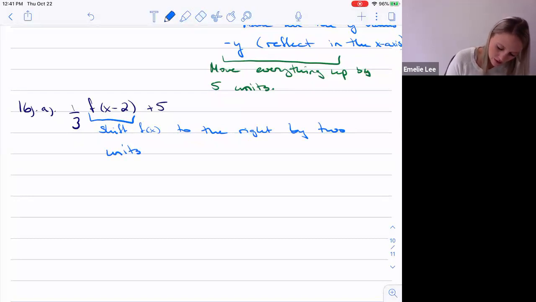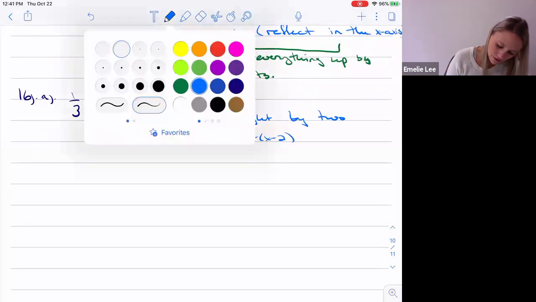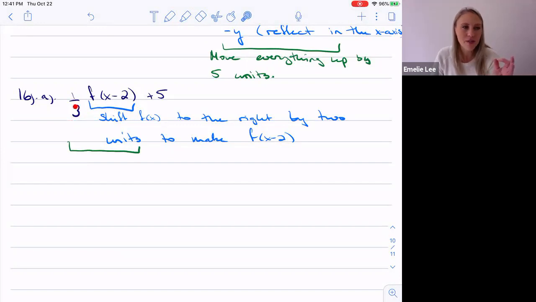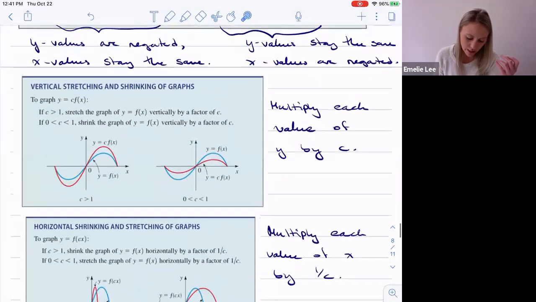Right, and then maybe just so I can see the chain of events here, to make f of x minus 2. Next thing I'm going to do is deal with this 1 over 3 times f of x minus 2. But I've already dealt with f of x minus 2, so now I'm multiplying by a constant of 1 over 3. So this is going to be a vertical stretch or shrink. And in this case, 1 over 3 is between 0 and 1. So what's going to happen is I'm going to shrink this graph vertically by a factor of c, right? So I'm going to decrease the amplitude.